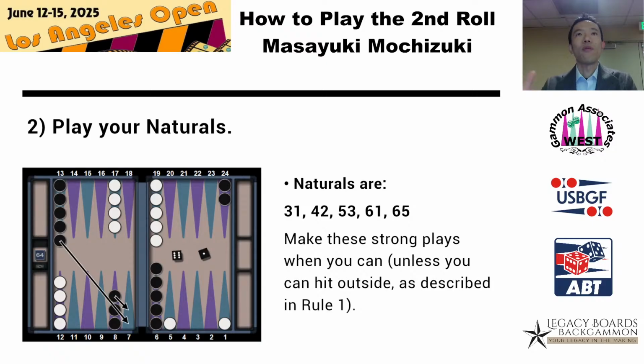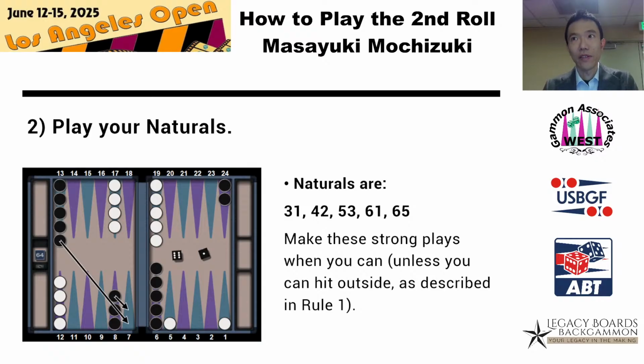Okay, so rule number 1 is very simple. You have to hit outside, okay? Rule number 2, you gotta play your naturals. Naturals are 3-1, 4-2, 5-3, 6-1, and 6-5. Those strong rolls, you should just play them. Make those strong plays when you can.